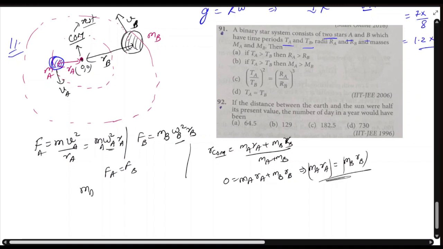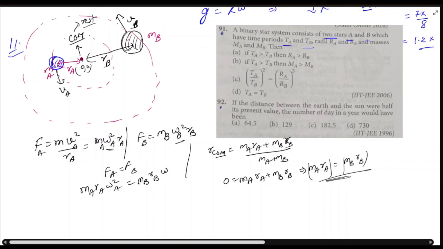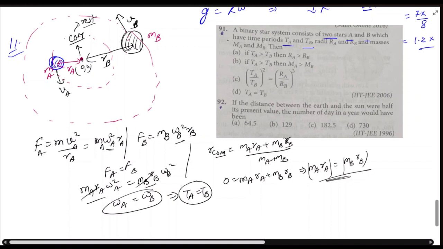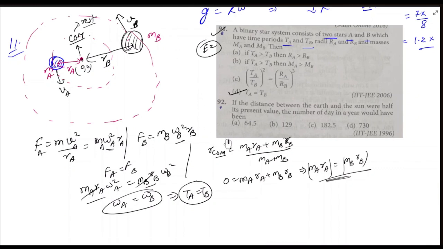So we have MA omega A square RA equal to MB omega B square RB. So if this and this is equal, this whole will get cancelled and we'll have omega A equal to omega B. So hence time period of A will be equal to time period of B. So this was quite easy, but a little bit tricky. So D will be the option. Let's move on to our 12th question.